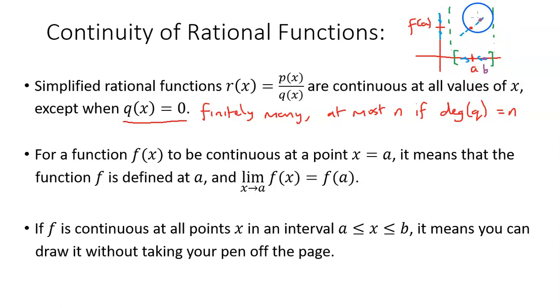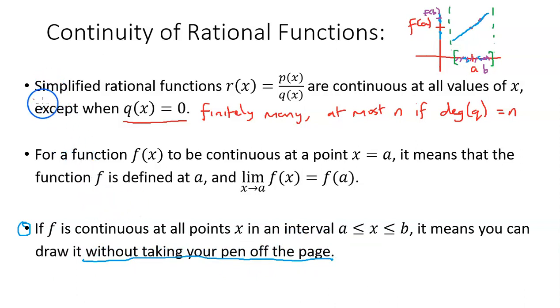And since the same thing is true for any other point, say b, inside, so this is f of b, then we have the same thing going on for the curve at b and every other point inside this interval, which means we're going to have a curve that we can just draw without taking a pen off the page. And that's the main point here. If f is continuous at all points x in an interval a less than or equal to x less than or equal to b, it means we can draw the function curve without taking our pen off the page.